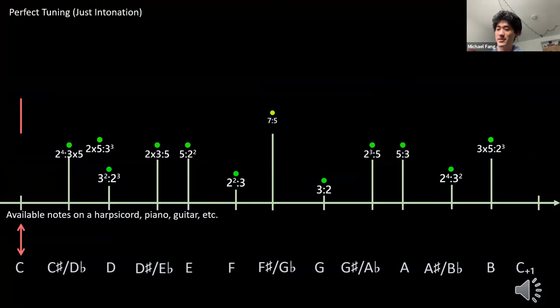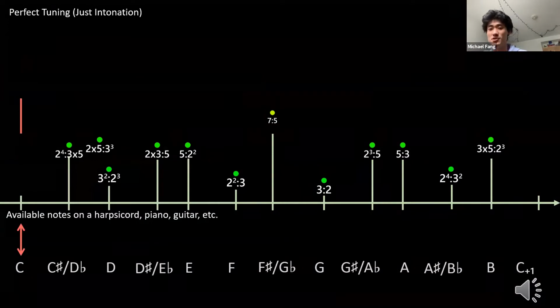So here I'll play a piece that starts on C major, which would sound perfect because this is tuned in C. But when it switches to G flat major, it's a different key, and you hear it's much less pleasant.